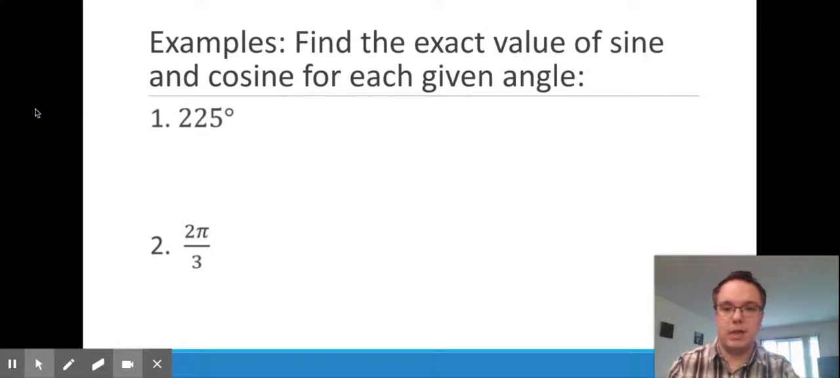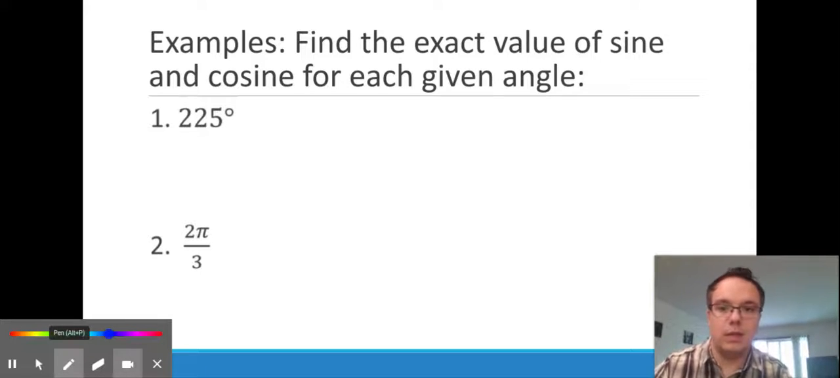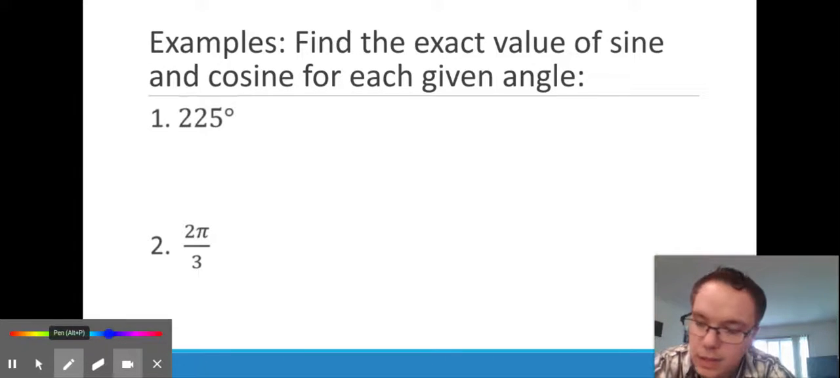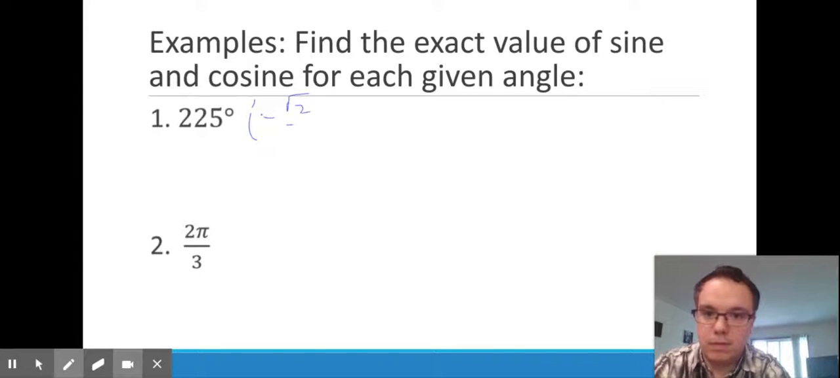So here are our examples. We're going to find the exact value for sine and cosine given each angle. I have two angles for you, one in degrees and one in radians, so make sure you have your unit circle. On the unit circle, we find 225 degrees. 225 degrees is in the third quadrant, so it's past 180 and before 270. Our point at 225 is negative root 2 over 2, negative root 2 over 2.